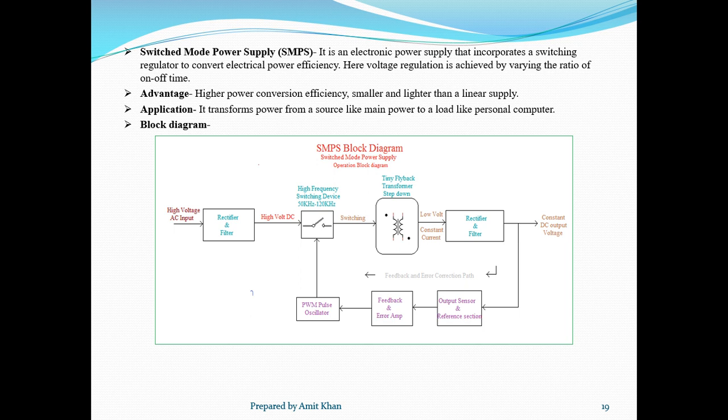From that it goes to a constant DC output voltage and it comes to the output sensor and reference section. Then it goes to a feedback and error amplifier. Then PWM, that is pulse width modulation, pulse oscillator is used, and in the feedback path and error correction path it goes to the high frequency switching device.